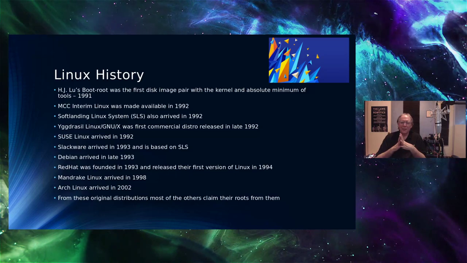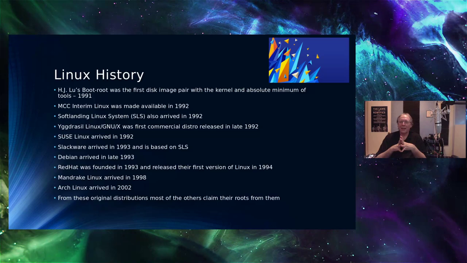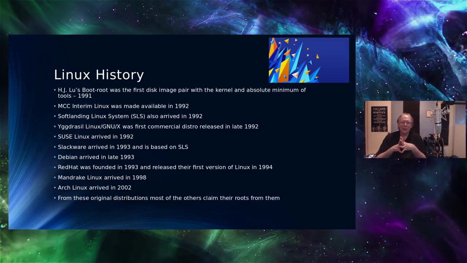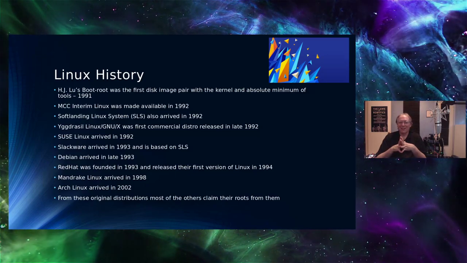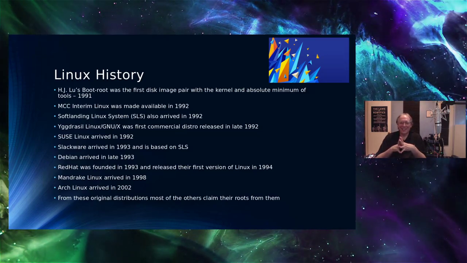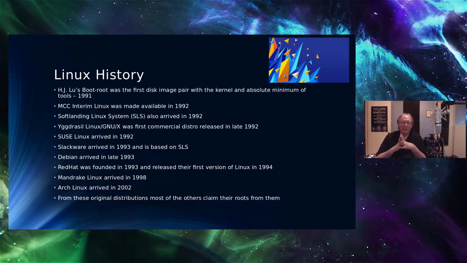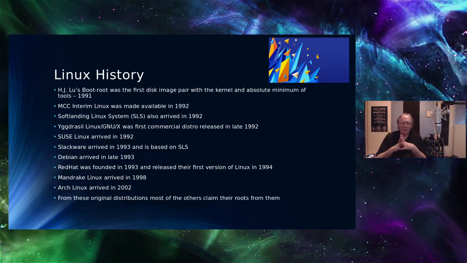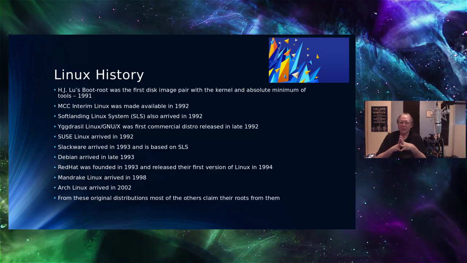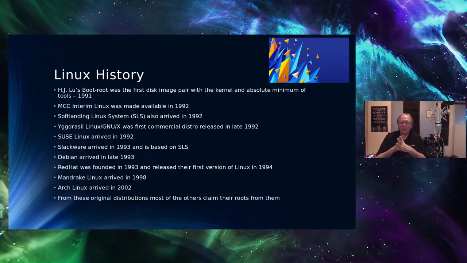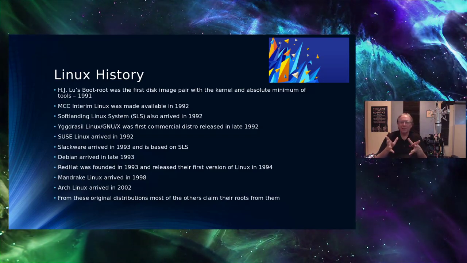Slackware arrived in 1993. It's also based on SLS. The reason I include it here is because it has a lot of derivatives of its own. And also, it was really the first one that would work. SLS, not, I mean, you see this hair patch on the back of my head? That's missing because of SLS. Debian arrived in 1993. Red Hat was founded in 1993, but they did not produce a release until 1994. I include Debian and Red Hat as founders because they don't derive from anything.